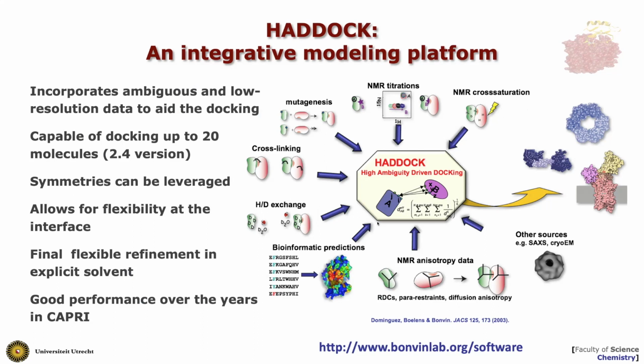And if you don't have experimental data, of course, there's the entire field of bioinformatics, coevolution these days, where you can extract distance restraints, but also prediction of interfaces, which can be used again to drive the modeling process. Since the early days of HADDOCK, we have extended the capabilities to the modeling of up to 20 molecules. At the same time, symmetry can be leveraged also in terms of restraints. As you will see, we do allow for flexibility at the interface between molecules, which is important because biomolecules are not rigid, they are not stone, but the flexibility is an interesting part of the recognition process and of their function.